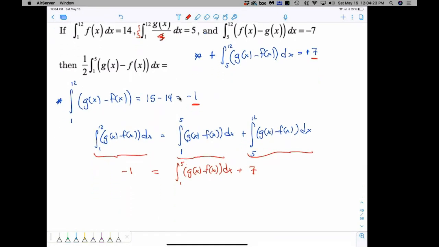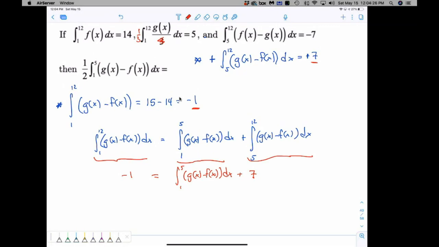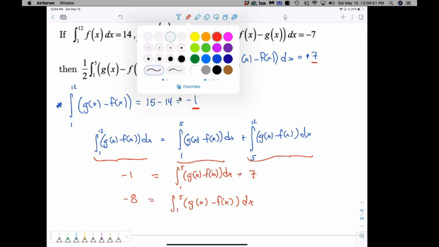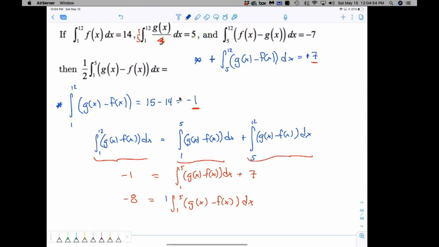So from here, what are we going to do? We are now going to subtract 7 from both sides, and we're going to get -8, and that's equal to the integral from 1 to 5 of g of x minus f of x dx. Well, now we go back to what we're after. What we want is half that amount, because we've got the full integral from 1 to 5 here. This is telling us we want half of that. So all we have to do is go back here and multiply both sides by 1/2, and what we end up finding is that this integral is actually equal to -4.